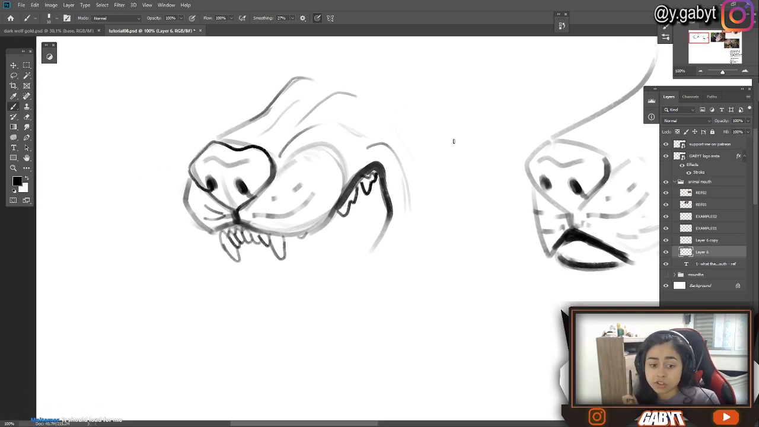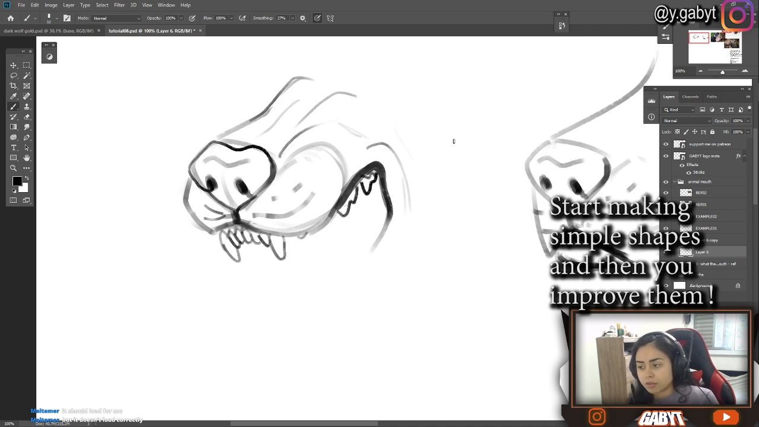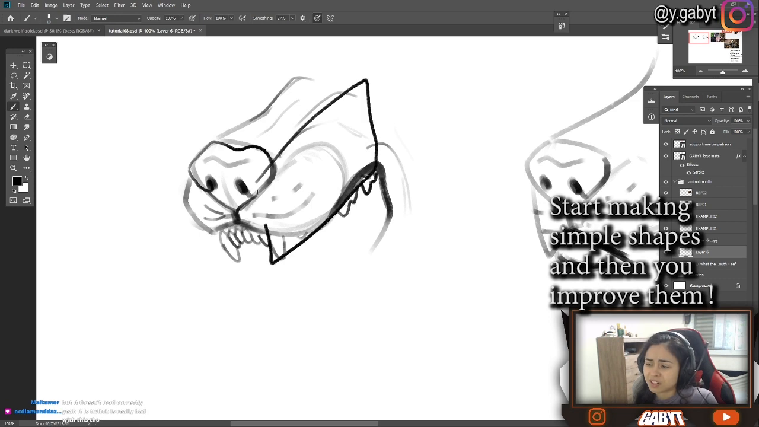Remember, if it's too hard to process what is happening, think like, oh, it's just a rectangle. It's just a rectangle.